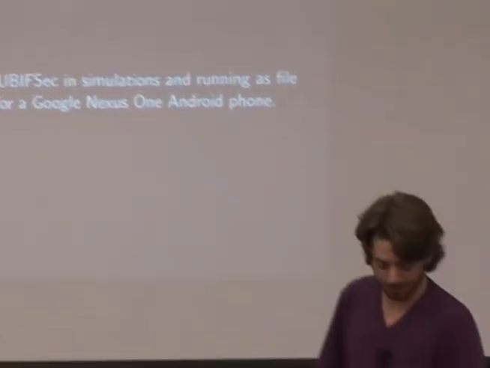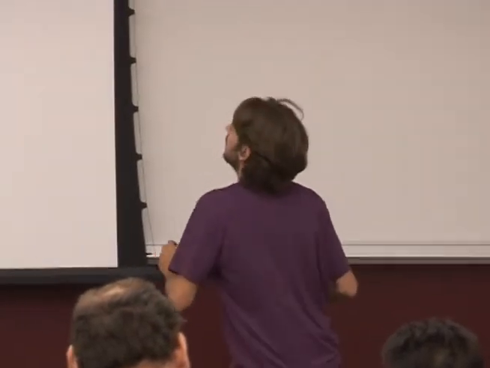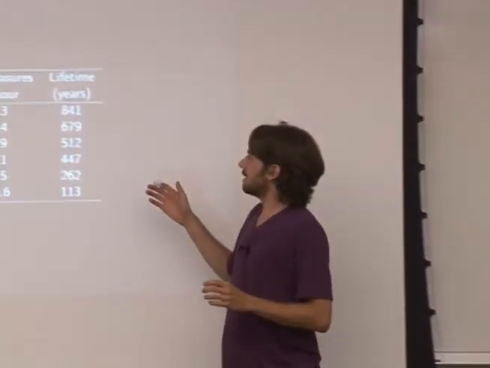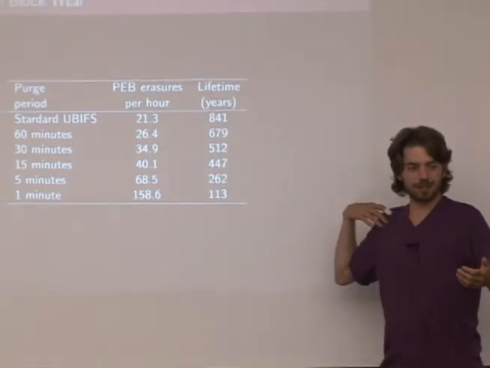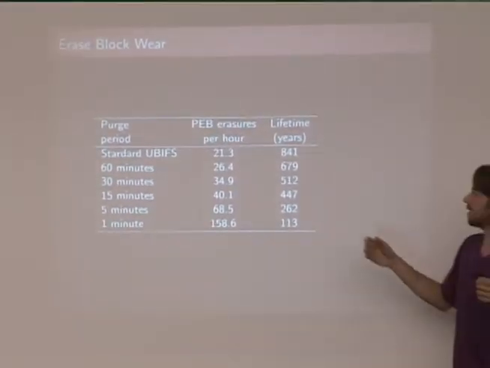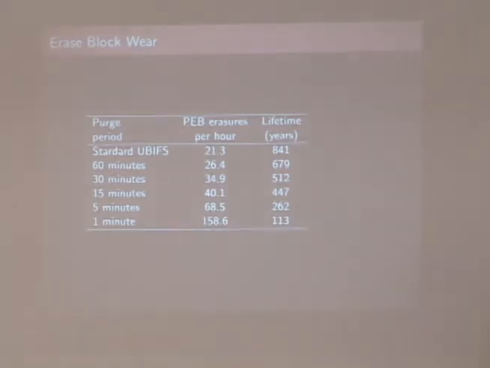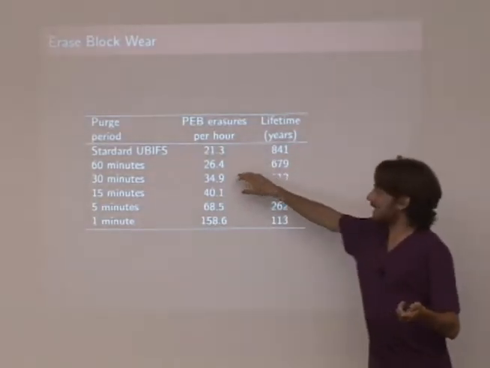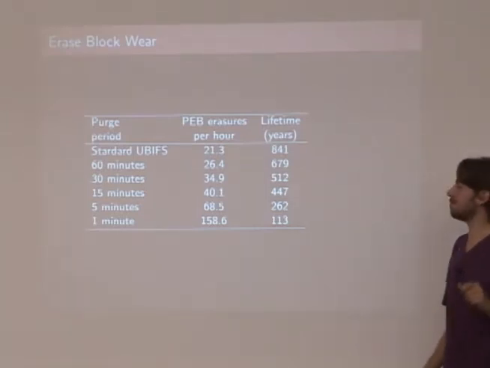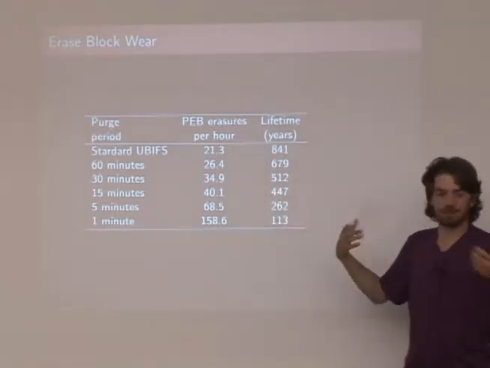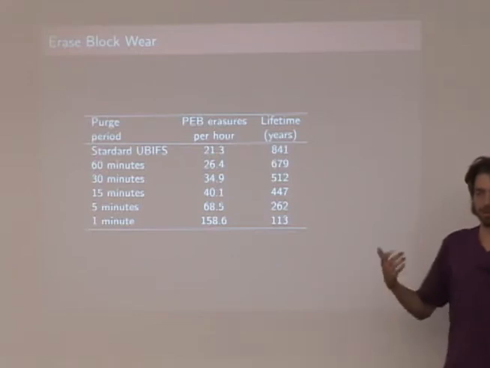We played movies. It was working all nicely. We did some experiments to test what it would be like. Here is an example of using our simulation that we had developed in the first part of the talk. What would be the erase block allocation rate? For standard UBIFS, we saw about 21 erase blocks per hour. And then, as you can see, as we increase the knob of frequency of purging, this increases because we're performing a lot of extra purging of the KSA.